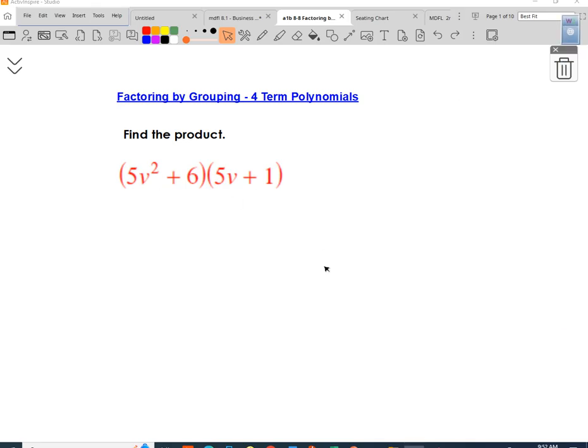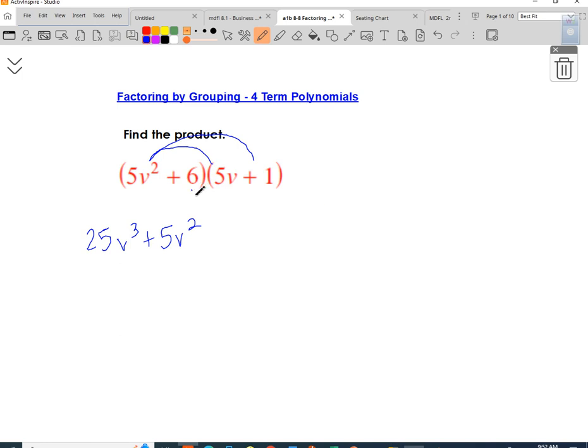A binomial times a binomial, you can use the strategy some people call FOIL: first, outside, inside, last. I don't use that term, but we do the same thing. We're just using the distributive property. Everything in this parentheses is multiplied by everything in that parentheses. This is review for you. So when you're multiplying, number times number, variable times variable. So 5b squared times b, can you tell me what b squared times b is? Perfect, b cubed. 5b squared times 1, same thing, times 1 is itself, so it's 5b squared.